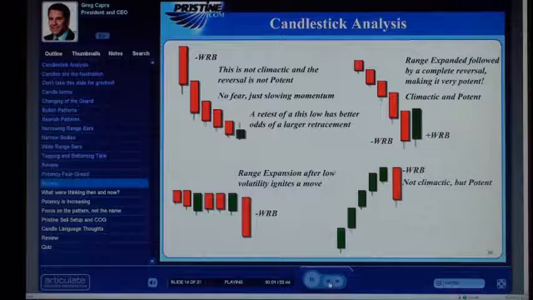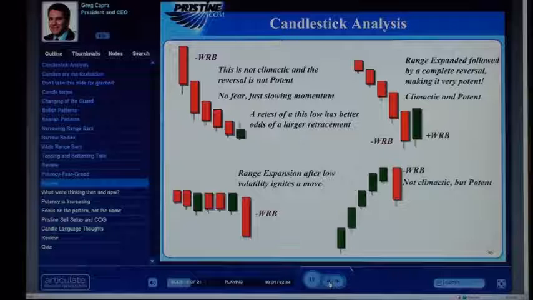Let's review. Our example on the upper left, we have a wide range bar starting a move down. And as prices are moving lower, we see the momentum begins to slow. This is not a climactic type of a low, right? And it's not a potent reversal. There's no fear associated here, just slowing momentum. So a retracement from a pattern like this would set up a high probability pristine sell setup.